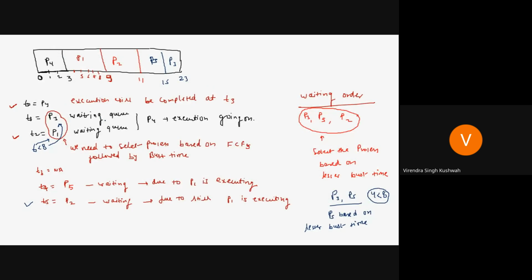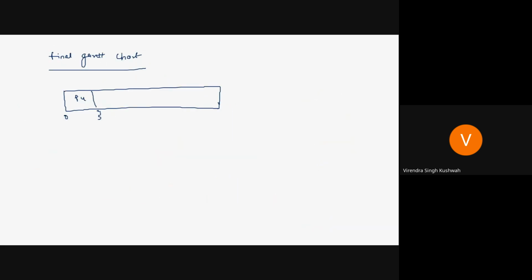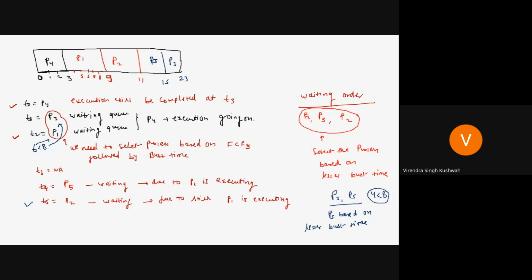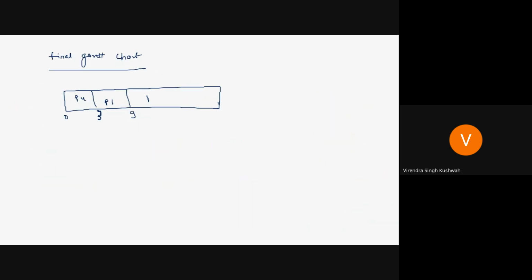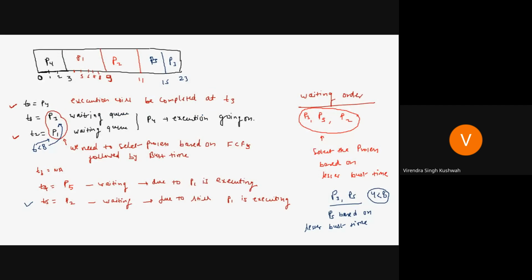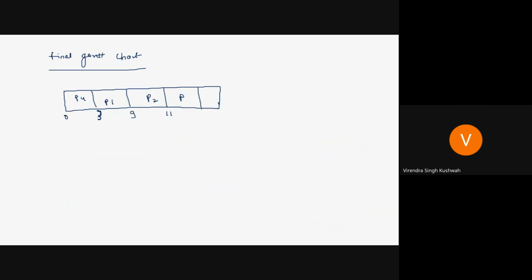Next P1. This would be 3 only. P1, what is the completion time? 9. Next, what we have? P2. So P2, 11. Now next we have P5 and then P3. So 15, 23. P5 and then last P3.